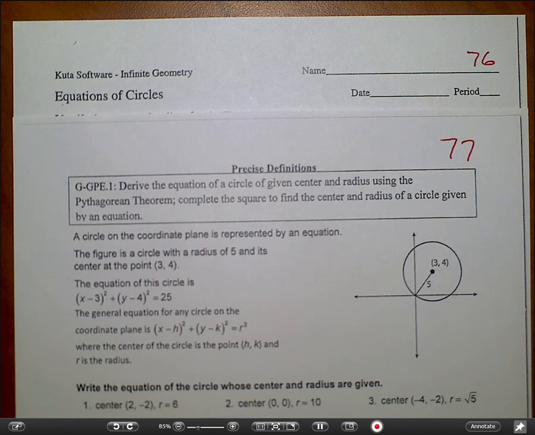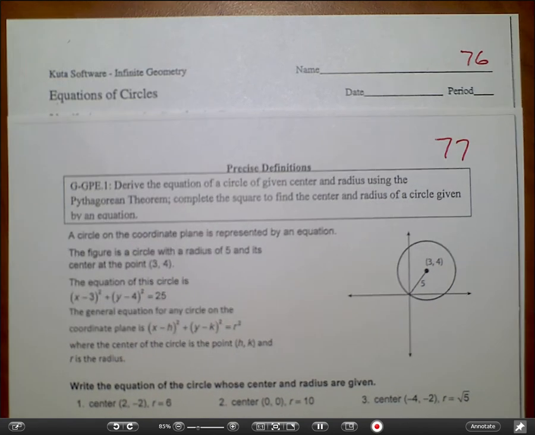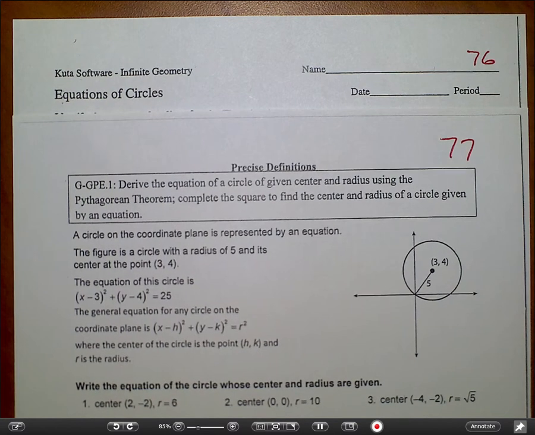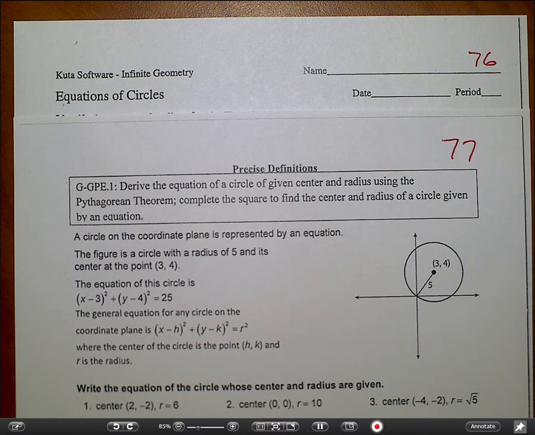Alrighty, so we're doing equation of the circle. Is this kind of blurry? Yeah. There we go, a little bit better.